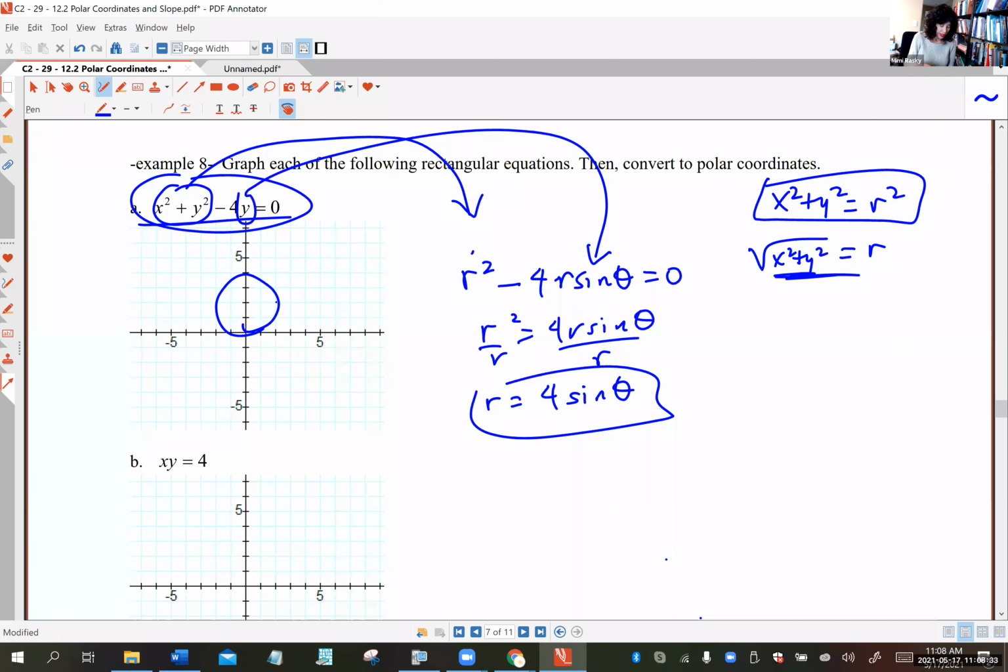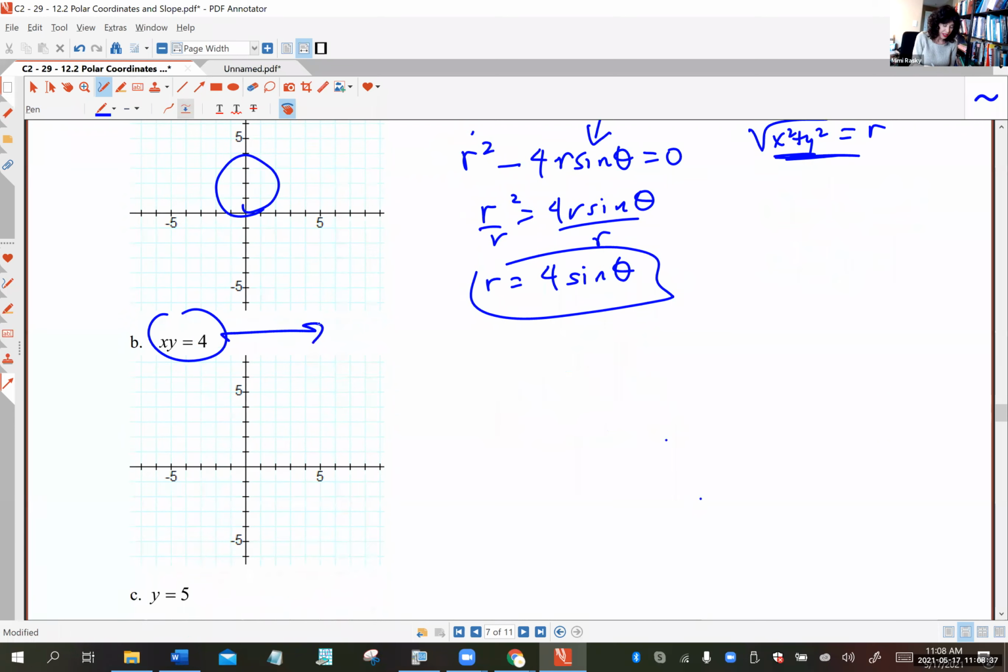Okay. How about xy equals 4? Well, you could graph this if you solved it for y, and you'd get one of these puppies, right? 4 over x. But how would you convert to polar?